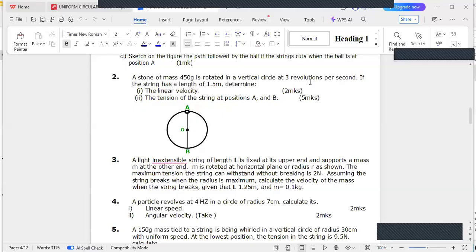The answer is 235.26 newtons. That's the tension at A.